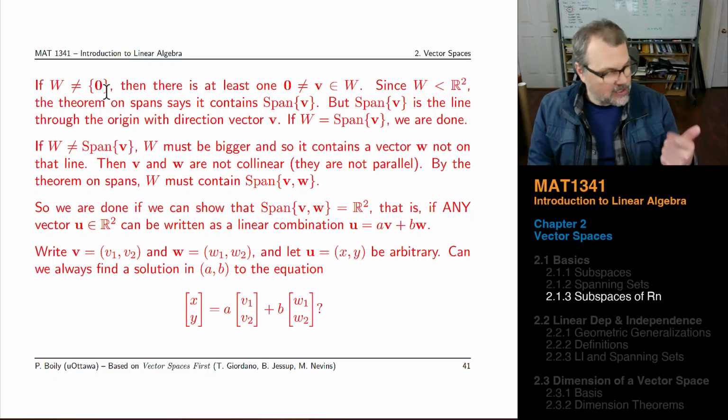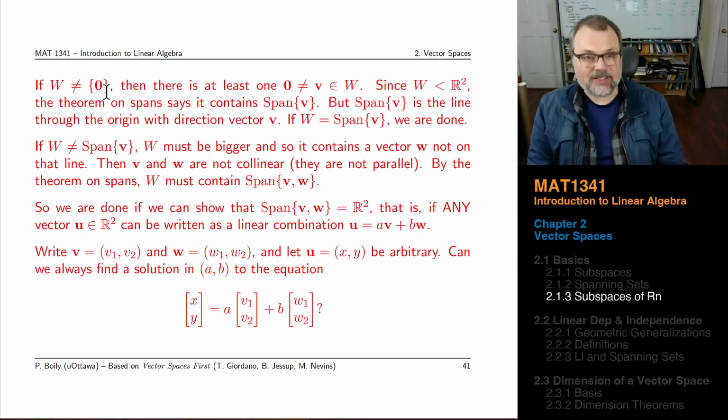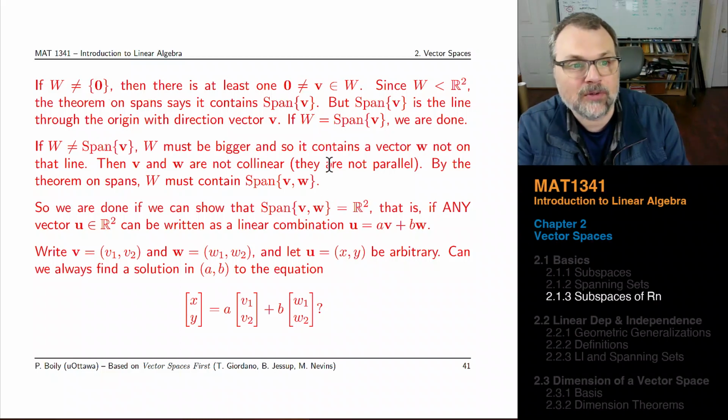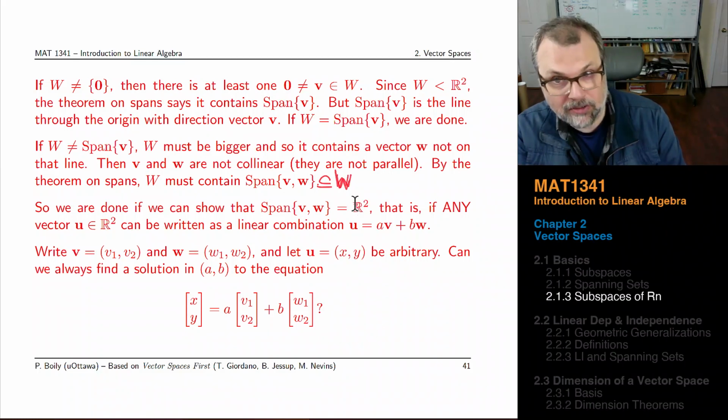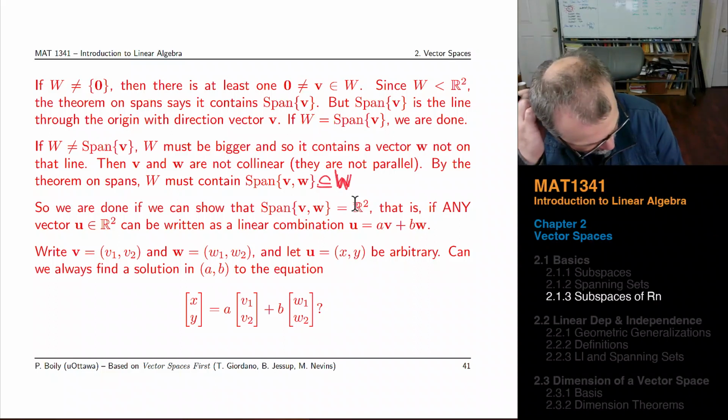So we have V and W that are in the big subspace W. From the big theorem on spans, what this tells us is that the span of V and W must be contained in W. We'll be done if we can show that in that case, the span of V and W is in fact R squared. If it is R squared, then we've hit the third possibility. So it's either the zero subspace or a line through the origin or the entirety of R squared.